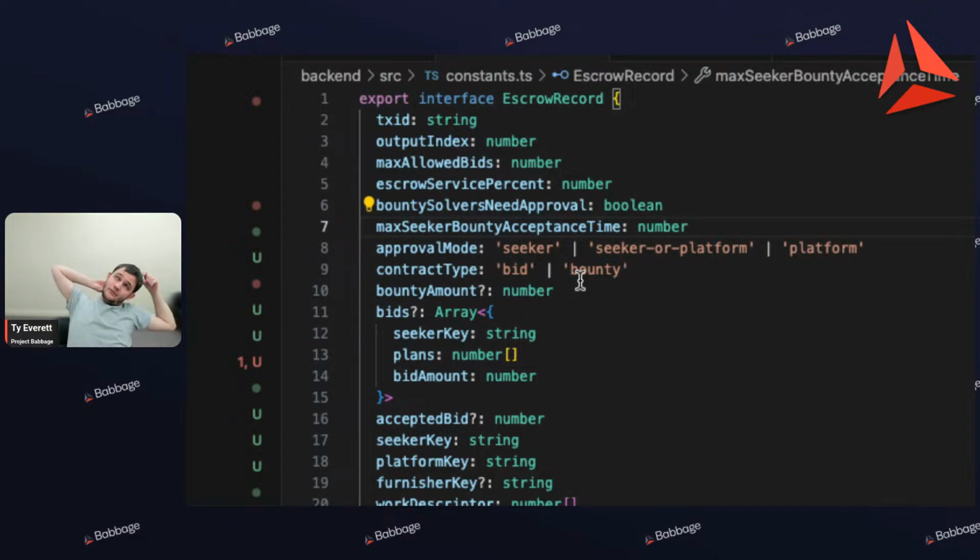So, for example, if I go to a contract where bounty solvers do not need approval, and then I provide a particular solution, I do a particular thing, I claim that it is done, what is to stop me from doing that all the time? What is to stop me from saying that I have done every contract all the time?